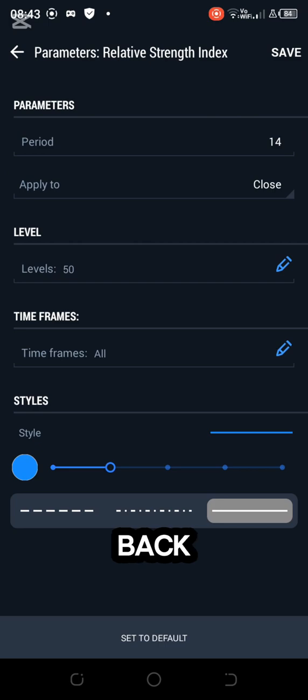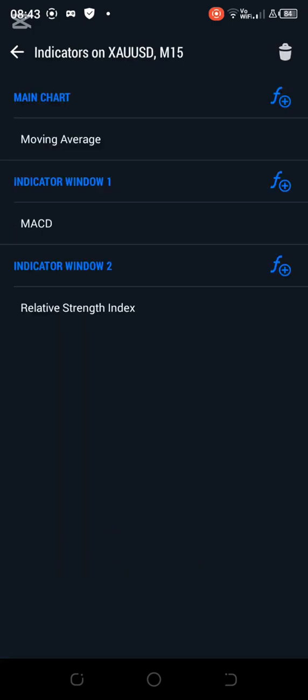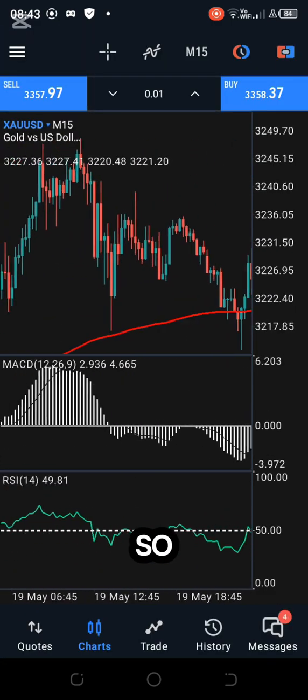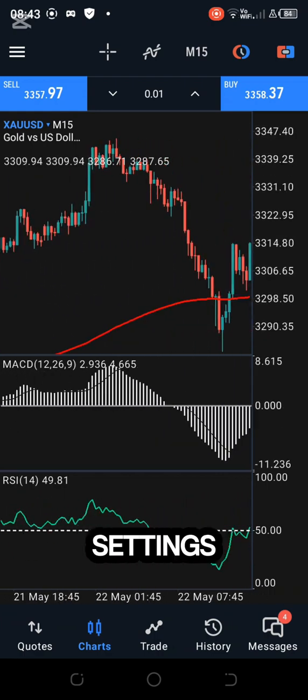Then we go back. I'm also going to change the color. You can use any color of your choice. Then I'm going to click done. So back now, we have these settings. These are the indicators and also the settings that we need for this particular strategy.